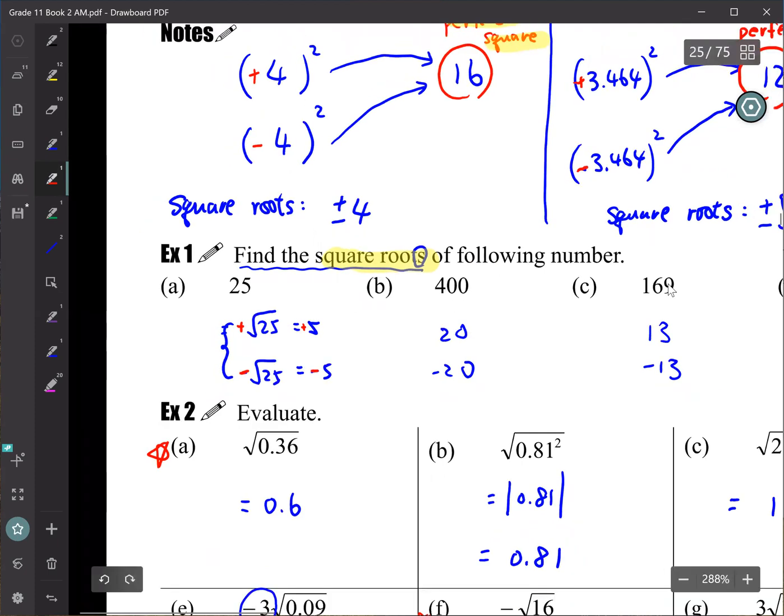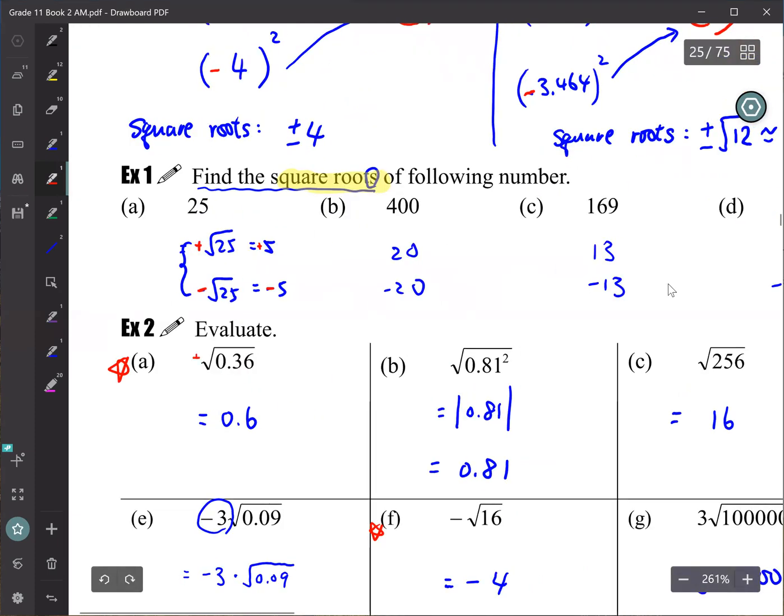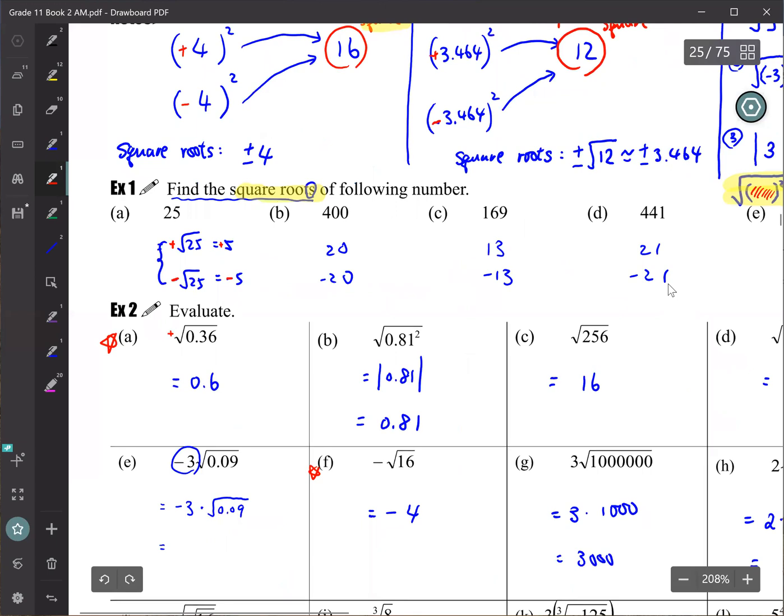But when you get a question that tells you to evaluate, you don't need to put plus or minus, because the question tells you, like question A, it's the positive radical. So your answer is just positive 0.6. And if you look at question F, it's looking for the negative, so your answer will have a negative at the front. Depending on what they ask, question 1 is asking for square roots, so you need two of them. Question 2 only asks for one of the roots.